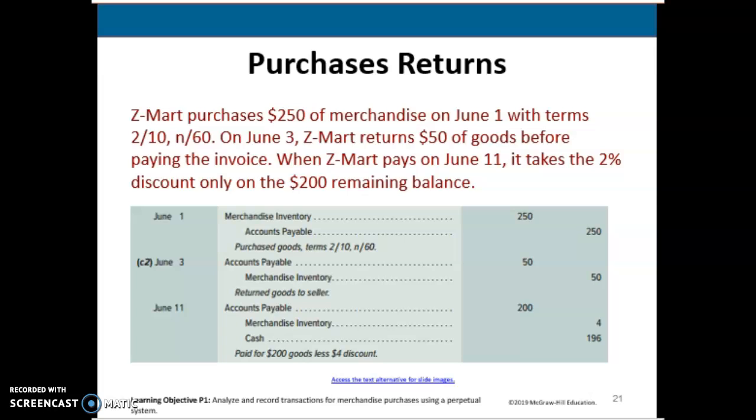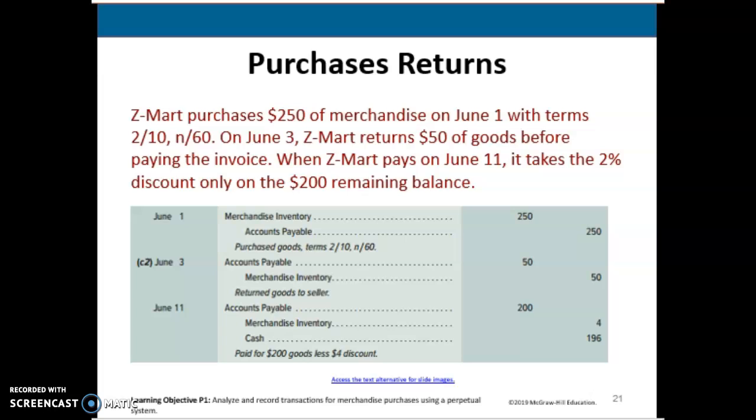Then on June 3rd, Z-Mart returns $50 of goods before paying the invoice. So if we're returning it, we are sending it back to the supplier, which means we don't owe them that money. So we're going to debit accounts payable to reduce what we owe them. We're also going to credit merchandise inventory because we're taking that out of our inventory. So we're reducing the inventory on hand by $50 because we're returning inventory to them.